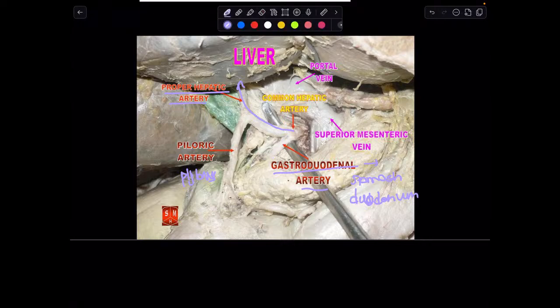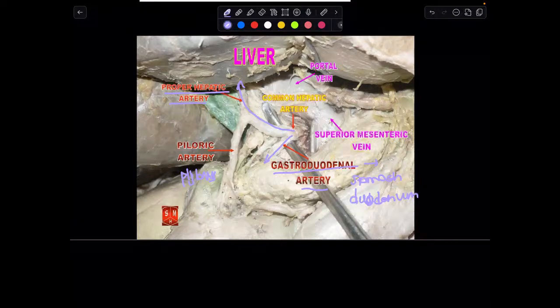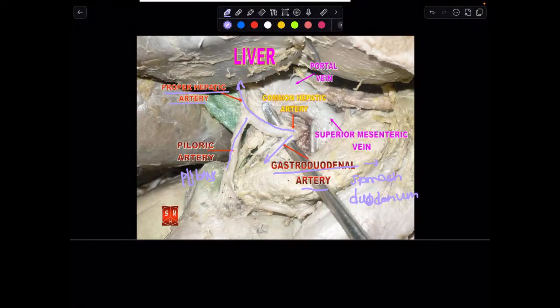Wait. I think I got it. So we have the common hepatic artery, and then it branches to the gastroduodenal artery and the proper hepatic artery, and then the proper hepatic artery has a branch which is called pyloric artery.